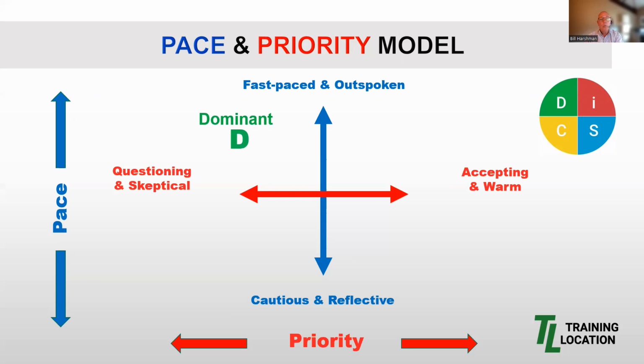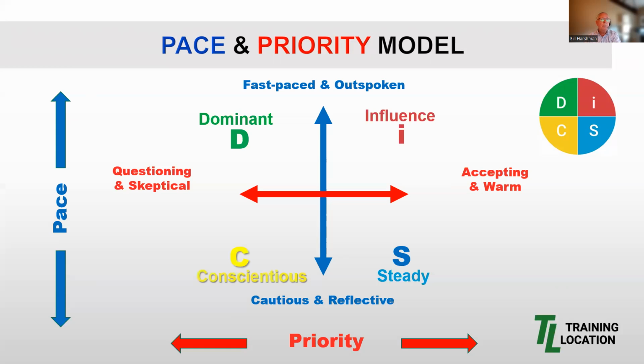Fast-paced and outspoken with a questioning and skeptical priority describes a D, or dominant. Fast-paced with an accepting and warm priority describes an I, or influence. Cautious and reflective pace with an accepting and warm priority describes an S, or steady. And cautious and reflective pace with a questioning and skeptical priority describes a C, or conscientious.